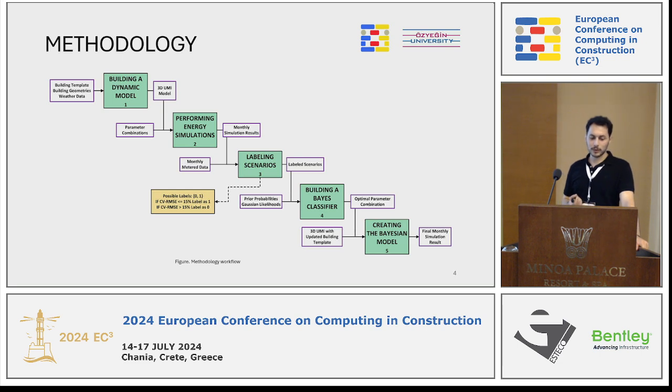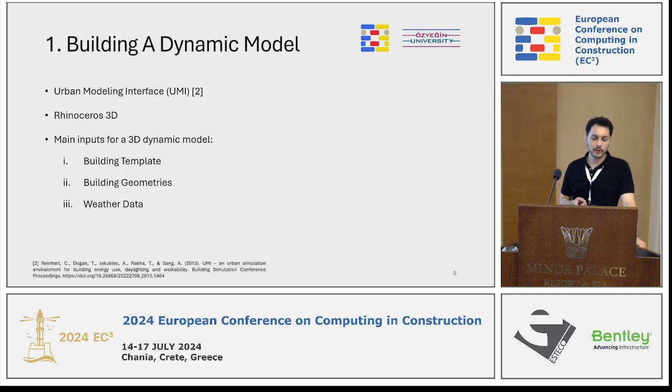So this is our methodology. We start with building a dynamic model, and we create different parameter combinations from the simulation parameters and simulate them to obtain monthly simulation results. Then we label these scenarios based on a predetermined error limit and build a classifier over these labeled scenarios, and finally obtain the ideal values for each simulation parameter and create the Bayesian model. So let's start with the first phase.